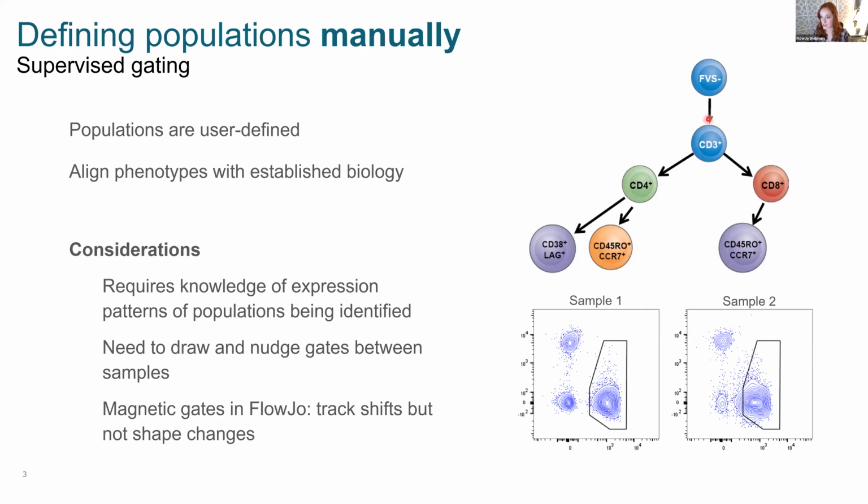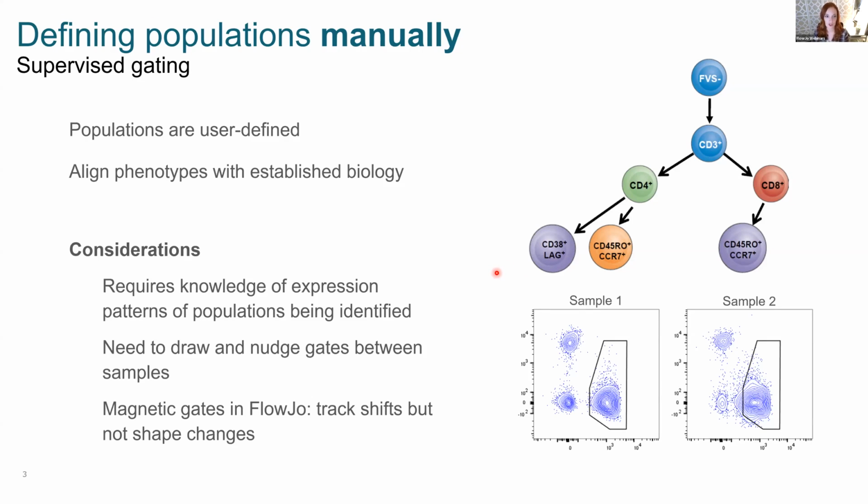You have an idea that T cells are always CD3 positive, so you start there and truncate off that, knowing that CD8 T cells are mutually exclusive for CD8, and they don't have CD4, and vice versa for CD4 T cells. And you know that different combinations of memory markers lead to different subsets of memory T cells. So when you follow a gating strategy like this, then it's user defined, it becomes easy to align phenotypes with established biology, right? When you find a population and it's straightforward to say what it is because you used well-defined markers to get to that population.